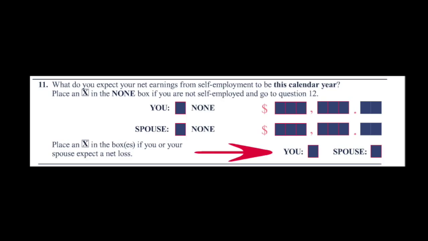Question 11 asks what you expect your net earnings to be from self-employment. If you or your spouse are not self-employed, you would place an X in the box that says none and move on to question 12. If the client or their spouse is self-employed and has a net loss, you put an X in the box that applies to that person. If the client or their spouse has income from self-employment, you would list the net amount for the client or the net amount for the spouse.